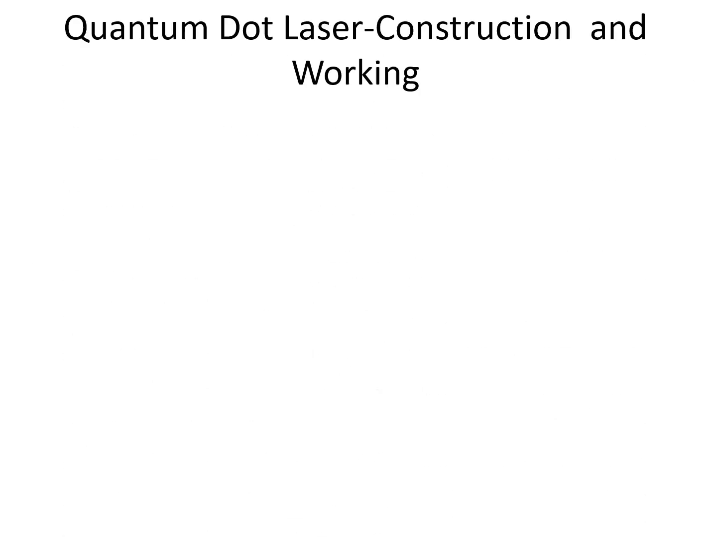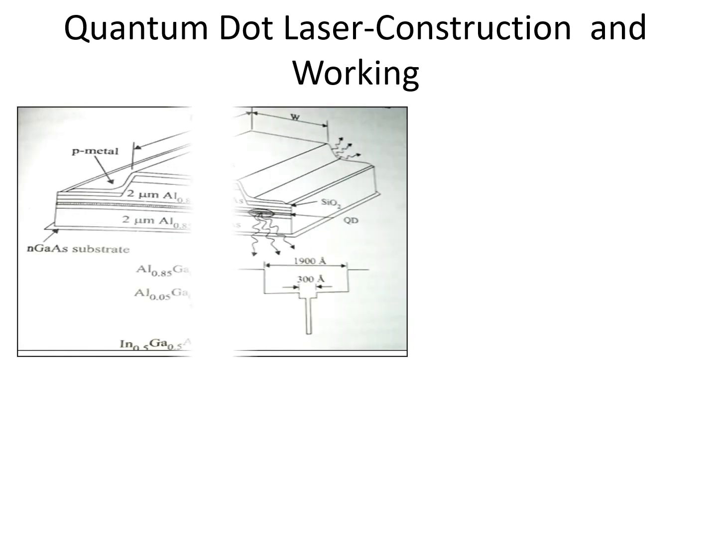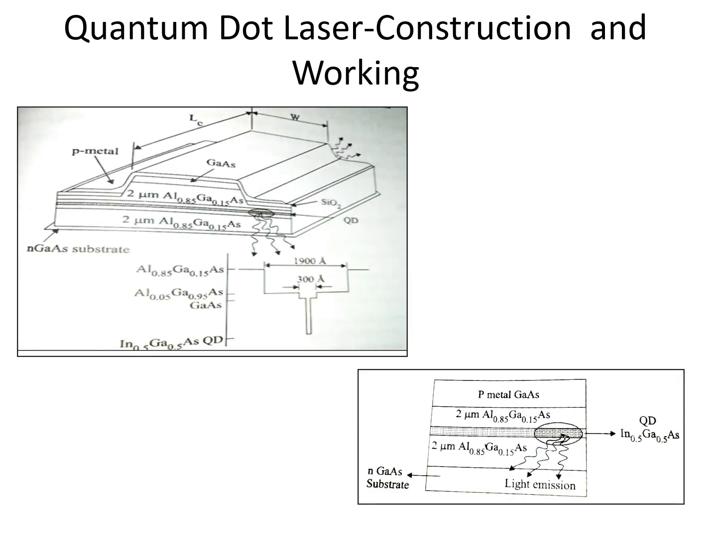Now we'll see the construction and working of the quantum dot laser. Now you can observe in the picture and understand that the quantum dot laser is actually a layered structure, and in this you can find the quantum dot in the middle.